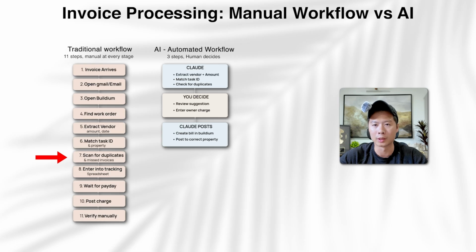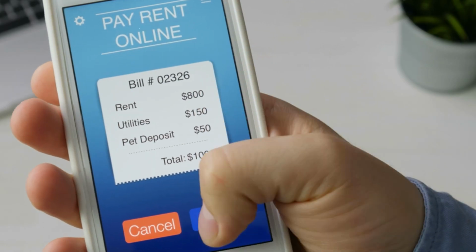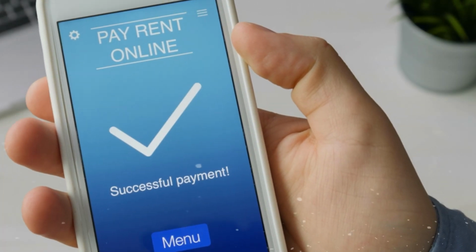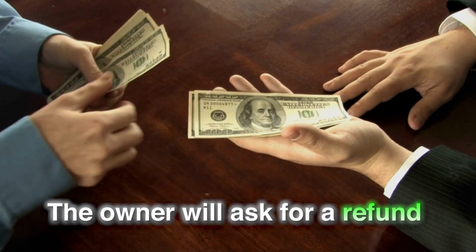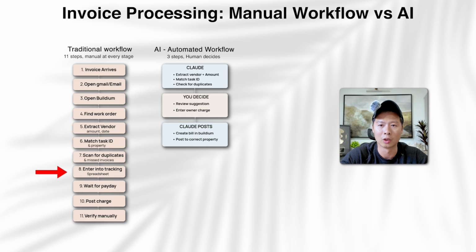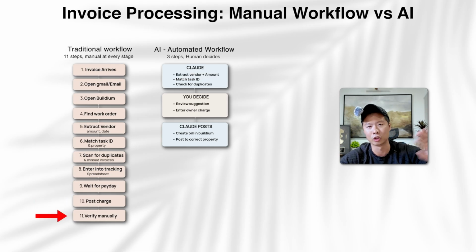And once I'm all done, I will also look for a duplicate, making sure that I'm not double paying or double processing the same invoice. Because guess what? Once I pay out to the vendor and book it to the rental owner statement, the owner at some point will ask for a refund, and I'm basically out of pocket as well. After all of this, it goes into a spreadsheet, which is much easier for me to track everything. And because the workload is so much, I usually wait for a certain payday. And for us, it's every Friday. And then I will process all the charges and then verify everything manually and issue the payments.